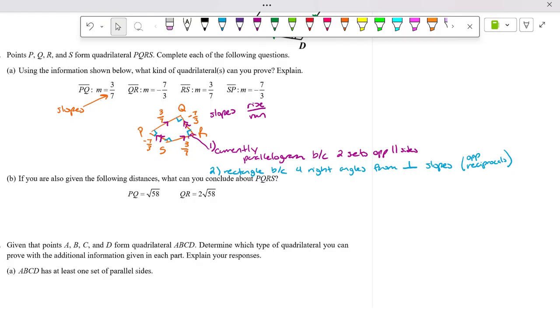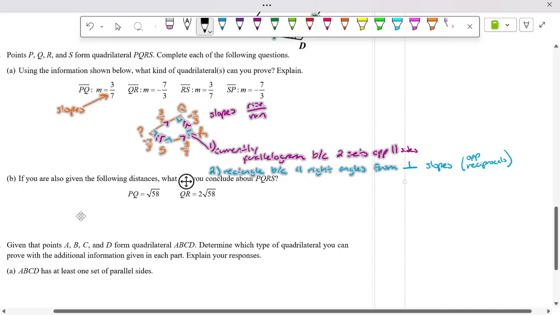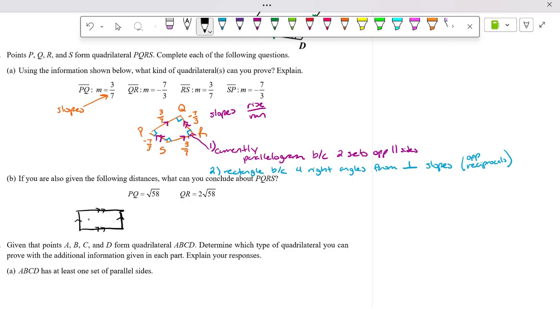Now, let's say we went a step further. As of right now, we know it's a rectangle. We have the parallel sides and the 90-degree angles. All right, so P, Q, R, S. Now, it then says that PQ has a distance of the square root of 58, and QR has a distance of 2 square root 58. So here's my question. Does it stay a rectangle, or can we say it's a square?